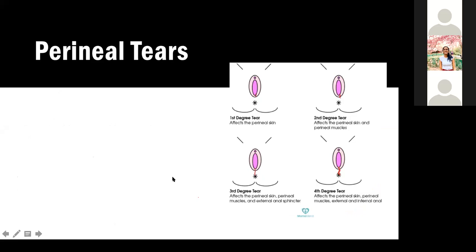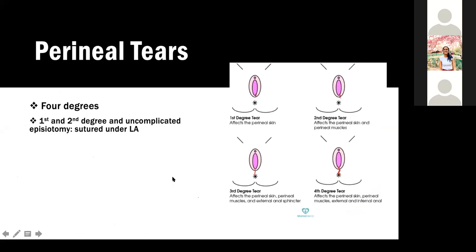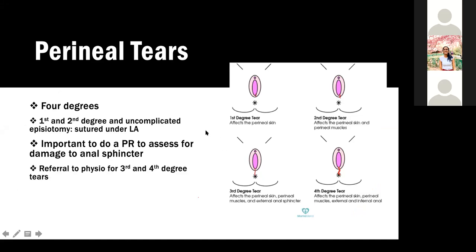When it comes to perineal tears, you've got 4 degrees of perineal tears. First and second degree are quite uncomplicated. You can just suture them under local anesthetic. Whereas, you need to always do a PR exam because you want to assess for any damage to the anal sphincter. So that's really important with perineal tears.